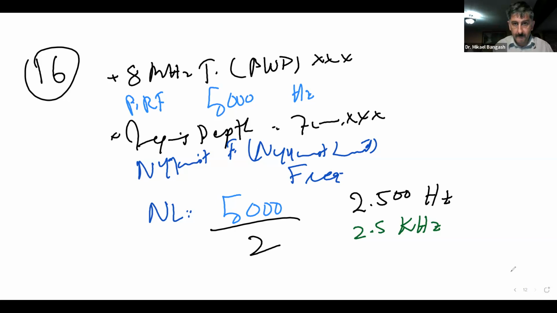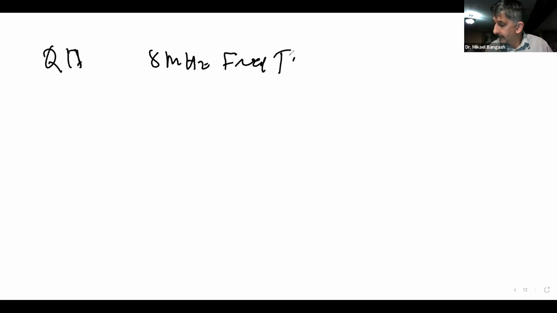Next is question 17. So again, what we have is an 8 megahertz frequency transducer, with a pulse repetition frequency the same, 5,000 hertz. So that is your PRF. Now I'll measure a Doppler shift of 7 kilohertz.